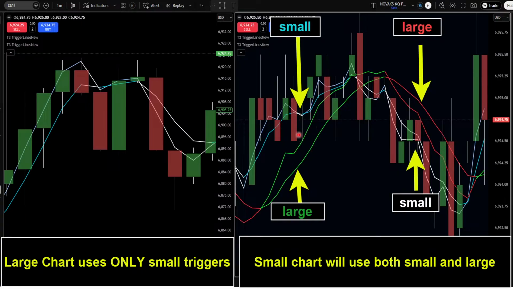Guys, you have to have both sets to do an HVA trade. You have to have both sets to do a momentum trade. But if all you're doing is focusing on the trend trade, get rid of the large triggers. You don't need them. They're just a distraction.